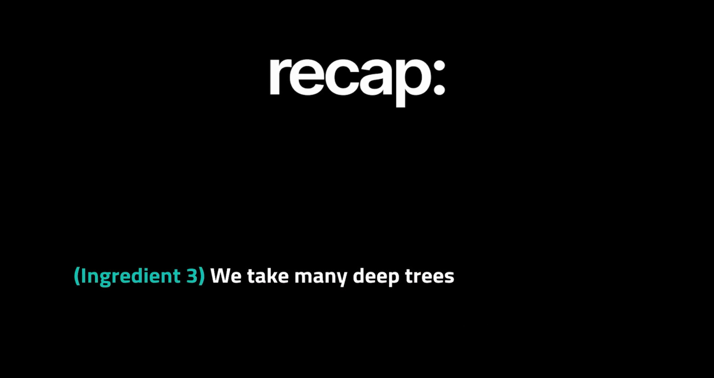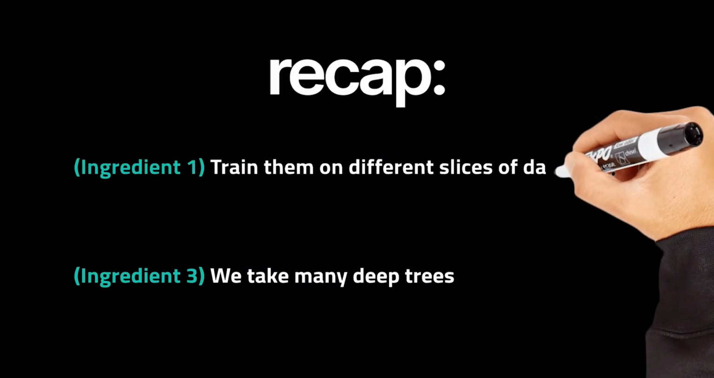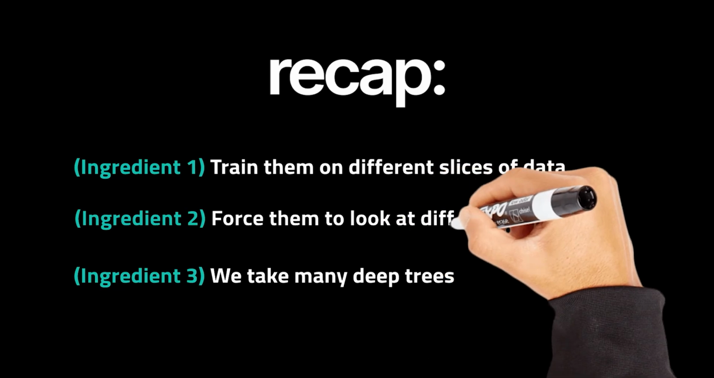So, to recap, we take many trees, train them on different slices of data, and force them to look at different features. The result is a stable, reliable model that usually outperforms any single tree.